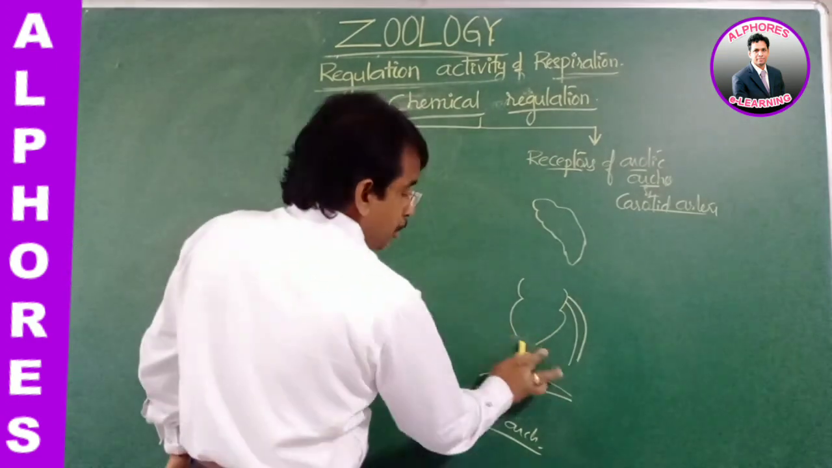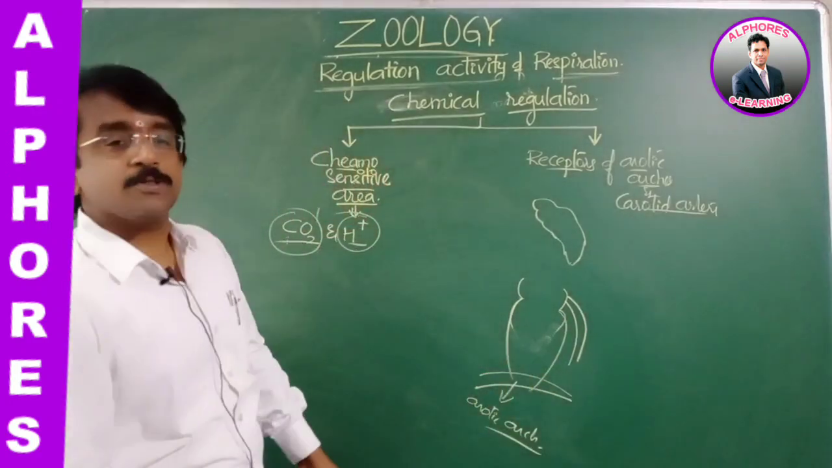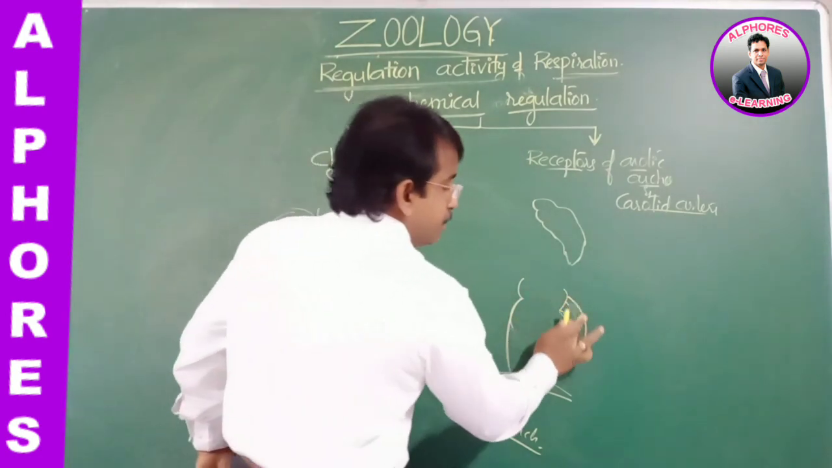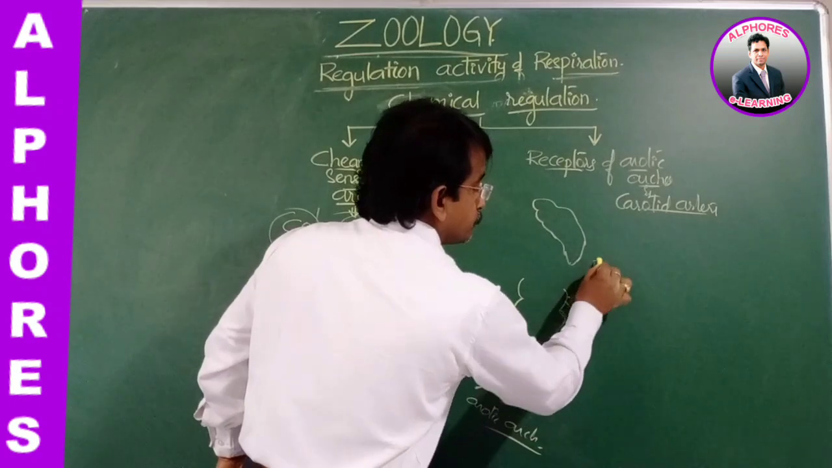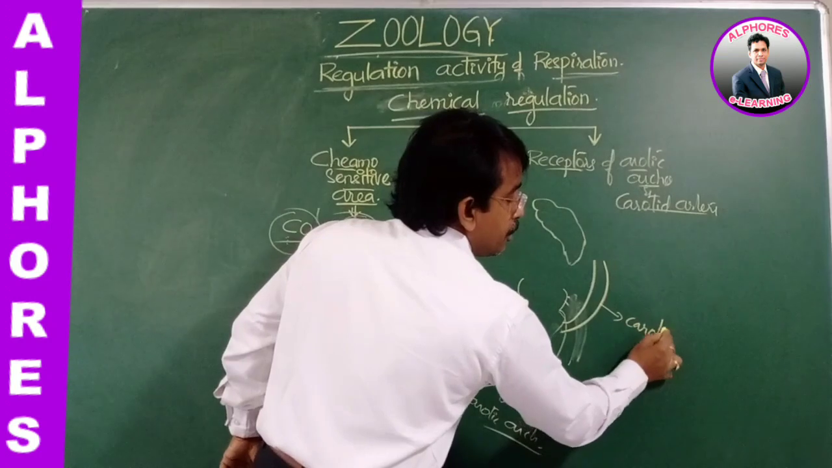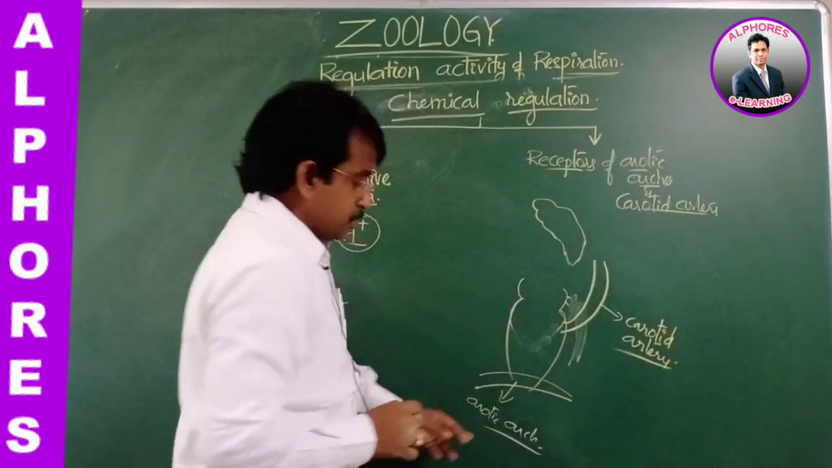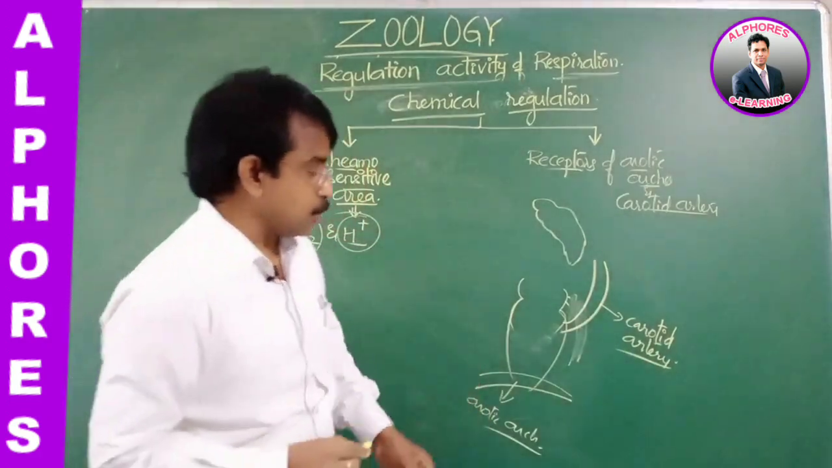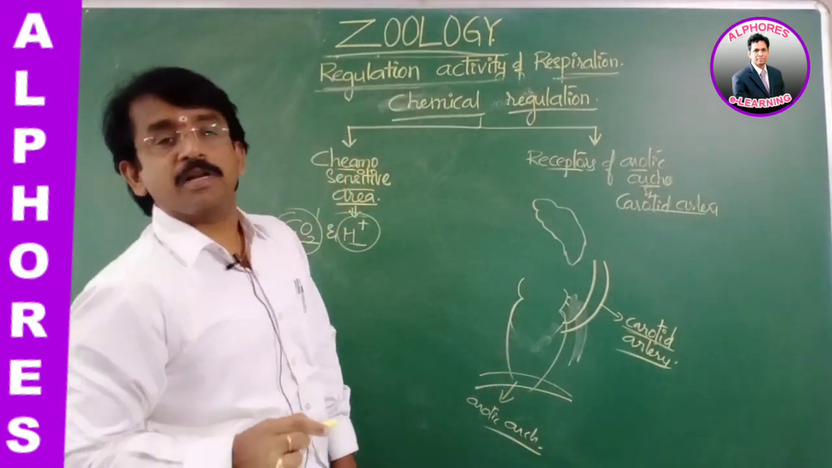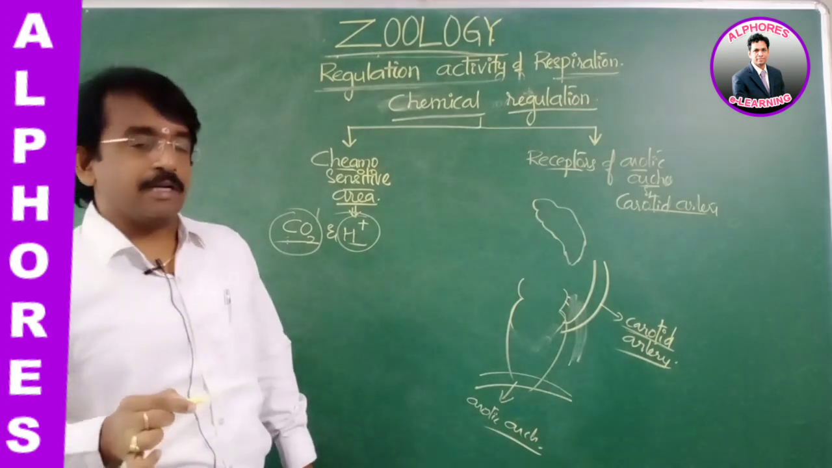So look at here, this is all related with the heart, both are associated with the heart itself. This is the carotid artery and this is the aortic arch. The carotid arteries are the external carotid and internal carotid, which take the blood.